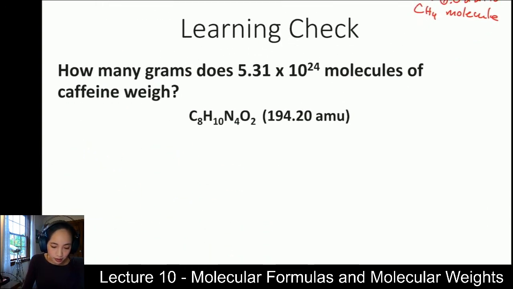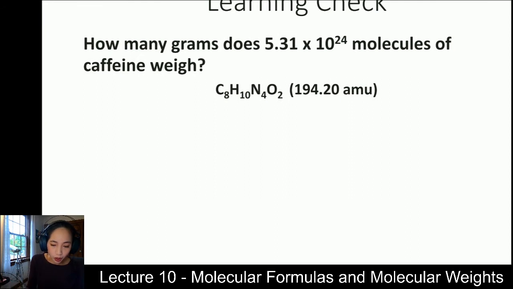This question is, how many grams do all these molecules weigh? Thankfully, they give us the chemical formula of caffeine, and they also give us the molecular weight. But as a good chemist, you know that molecular weight in AMU is the same number as 194.20 grams per mole of caffeine. If I have a mole's worth of caffeine, it will weigh 194.2 grams.